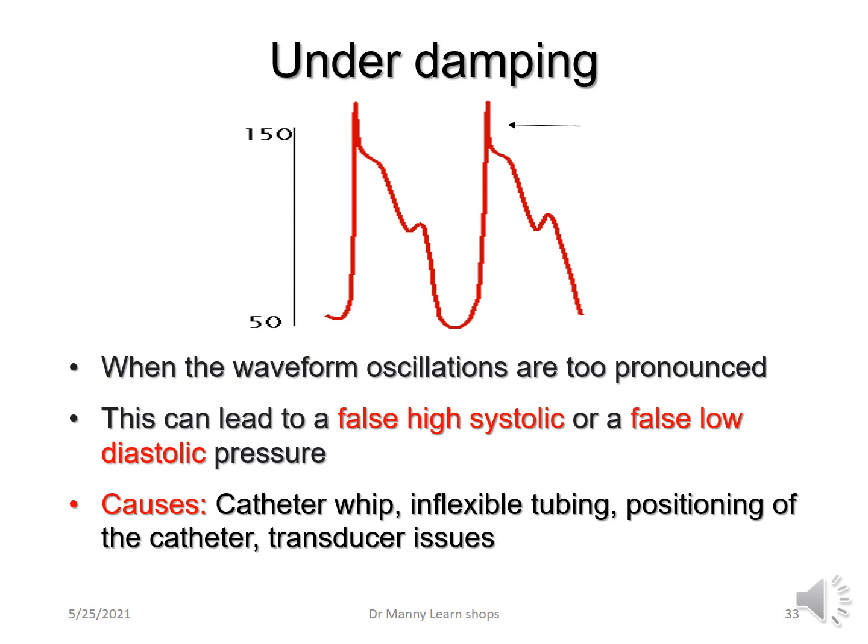And what are some of the causes? The causes could be catheter whip, which means the catheter is moving in the artery because of the flow. This can happen in hyperdynamic circulation such as anemia or sepsis. Or it could be related to inflexible tubing. You may have used the wrong tubing, or you may have put in a stopcock, or an extension set, which again is not recommended. Or it could be the positioning of the catheter. The catheter could be against the wall of the artery and it's sort of being blocked to a certain extent.